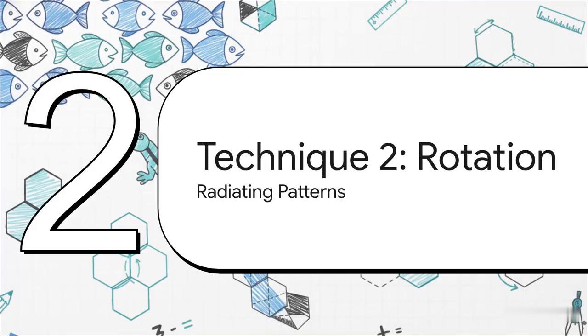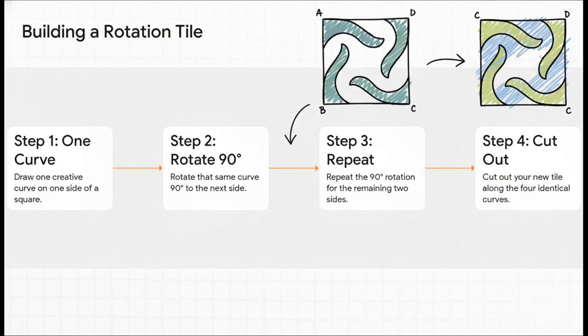Okay, now for a totally different approach. The Escher slide gives you that nice grid-like pattern. But this one, the rotation technique, this creates these stunning patterns that feel like they're radiating out from a central point. It's beautiful. This one kind of feels like a magic trick. You only have to design one single creative curve, let's say from corner A to B, and then the rest is just repetition. You take that exact same curve and you pivot it 90 degrees around the next corner, and then the next, and the next. You end up with a tile where all 4 sides are identical, just rotated.